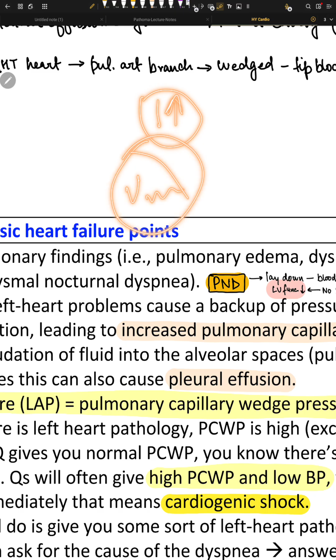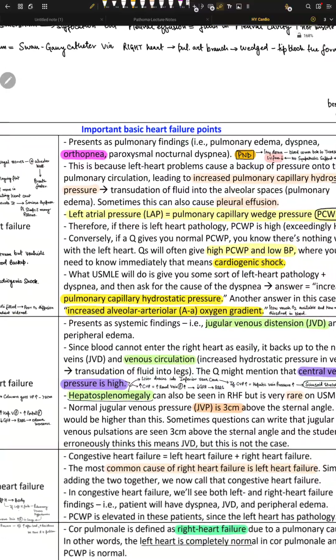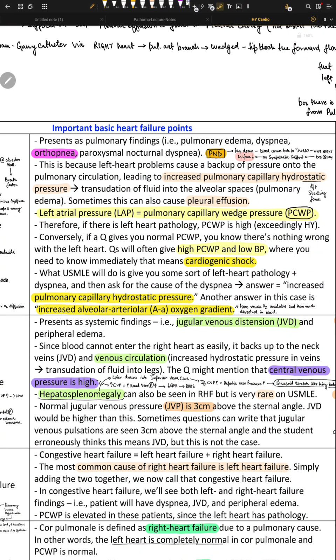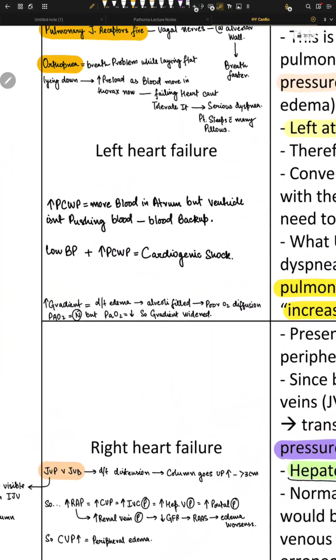That's why, if these are failing, of course this pressure will go up. Okay, so here the author says that LAP increases and pulmonary capillary wedge pressure also increases. Now this pulmonary capillary wedge pressure, PCWP, is a cool thing. Why? Because increased PVP means more blood in the atrium, but the ventricle isn't pushing the blood, and then blood backs up, and then we have increased pulmonary capillary wedge pressure.